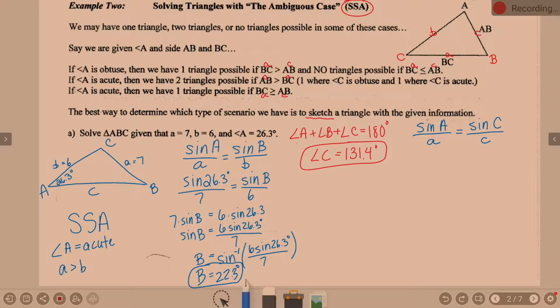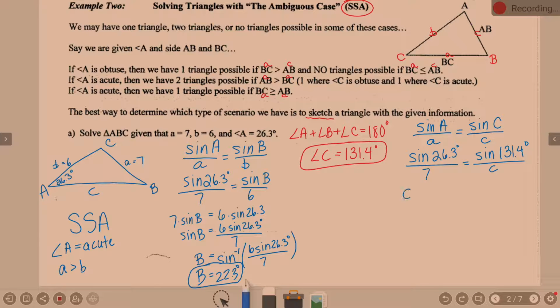Okay. And notice I like to pick the A's because those were the given pieces, right? It's not that you couldn't use the B's, but that B angle is a rounded angle, so it makes it a little more questionable. So fill in your math and do it. Sine of 26.3 degrees over 7 is equal to sine of 131.4 degrees over side C. This is the easier solving, right? You're solving for side C, nothing fancy here.